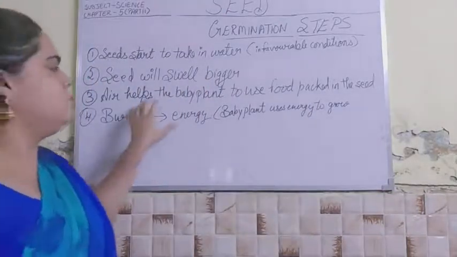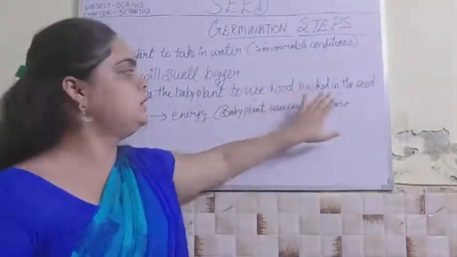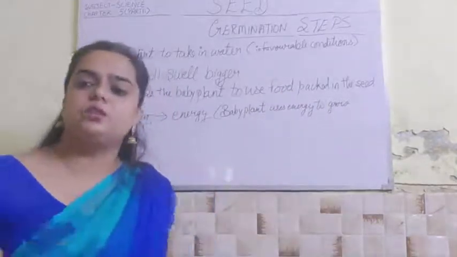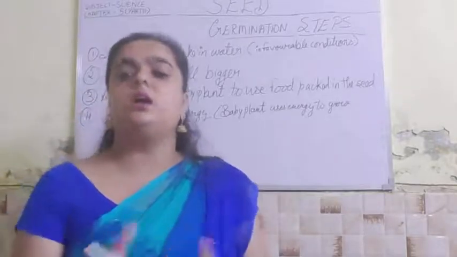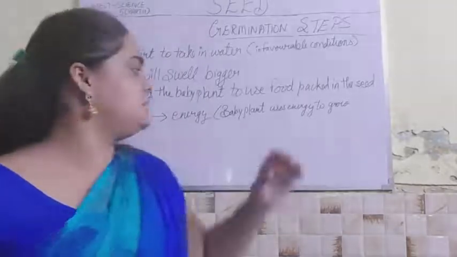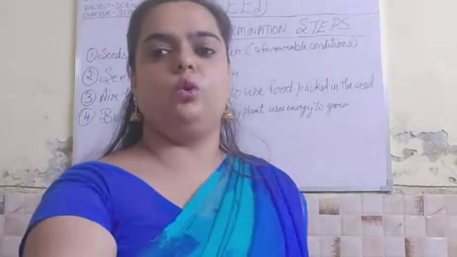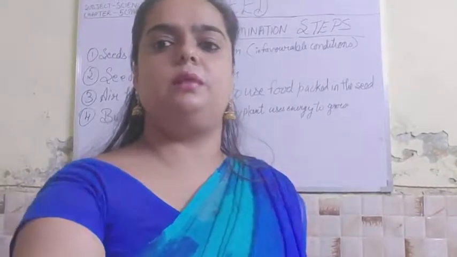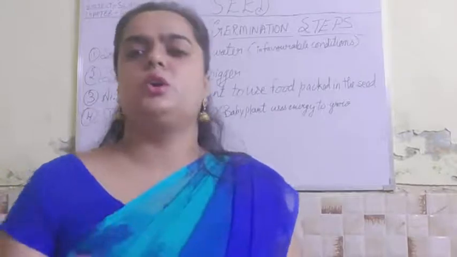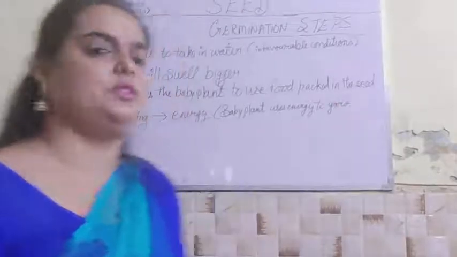Okay, now air is helping the baby plant to use the food packed inside the seed. And when the baby plant is using the food, the air is burning the food. Then when burning is there, the food produces energy, and this energy is used by the baby plant to grow. After that a tiny root grows downwards, whereas a shoot begins to grow upwards.